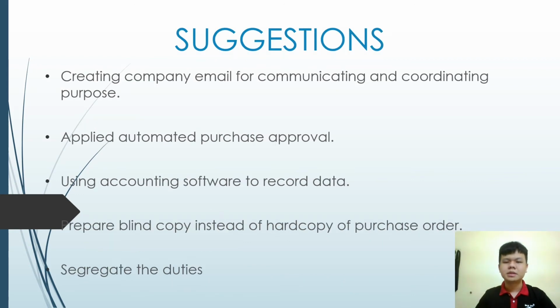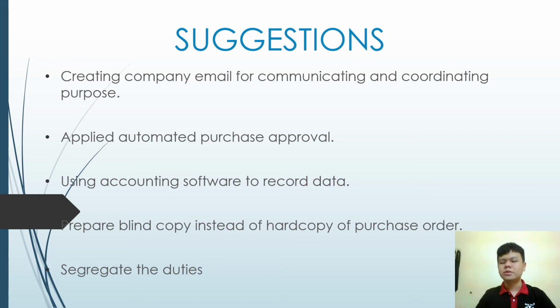So next, I would like to talk about the suggestions. The first suggestion, for the first risk, is that Roga Roga Enterprise should create a company email for all the staff for the purpose of communicating and coordinating between the departments in the company. Any important message will be announced by email, and staff should practice using and checking their email frequently so that stock replenishment can be implemented immediately.